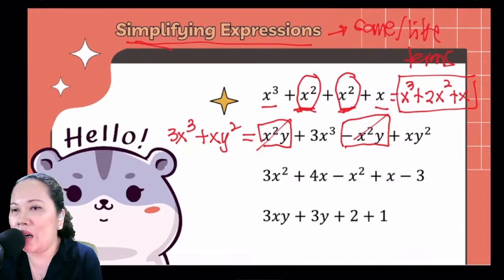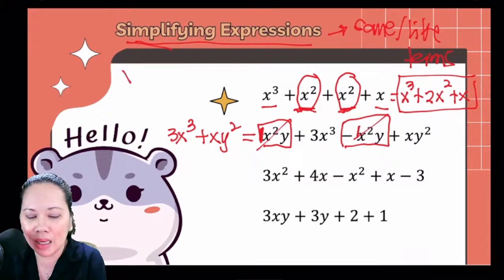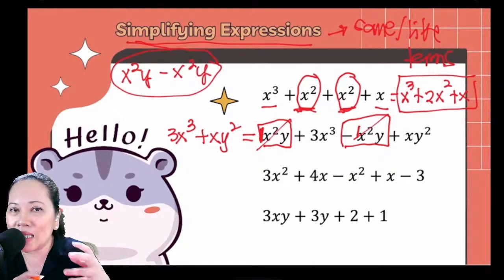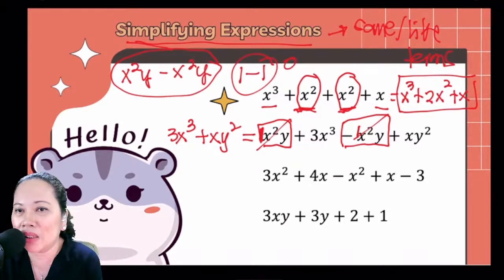Oh, okay. Question number 2, why is it being cancelled? Because it is 1 here and 1 here. So it's the same thing. It's x squared y minus x squared y. It's like 1 minus 1, so 0, cancelled out.